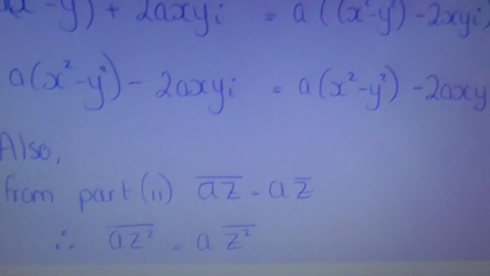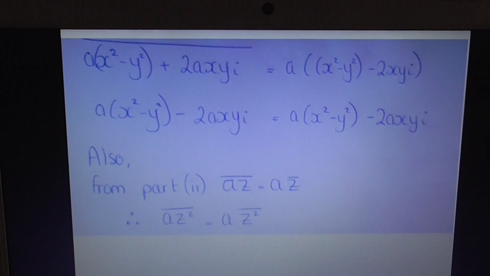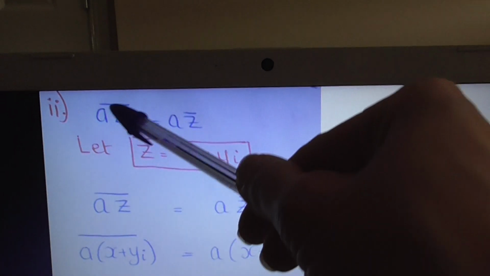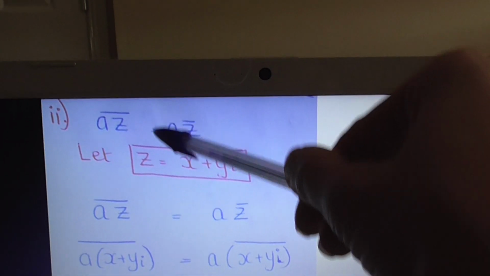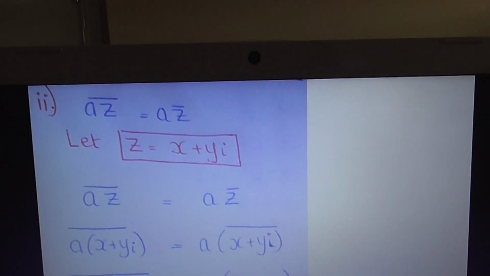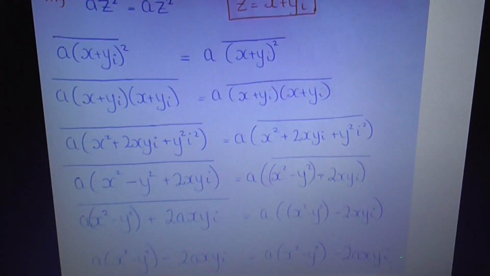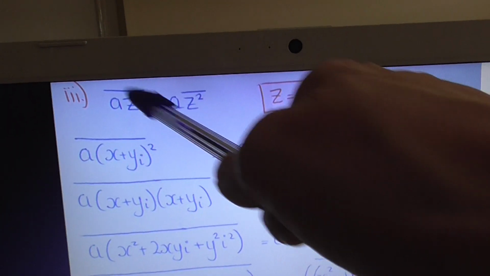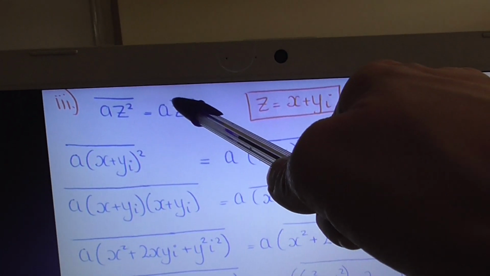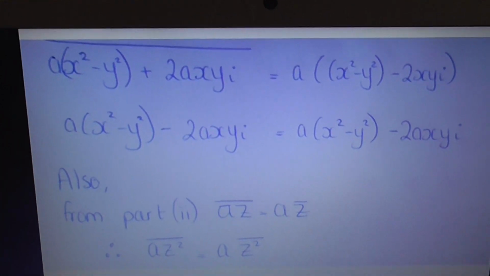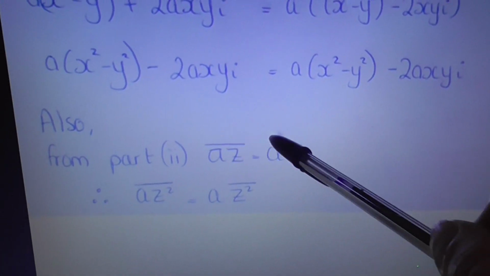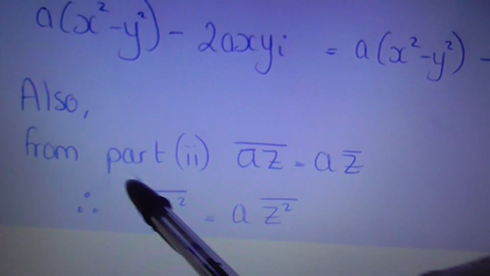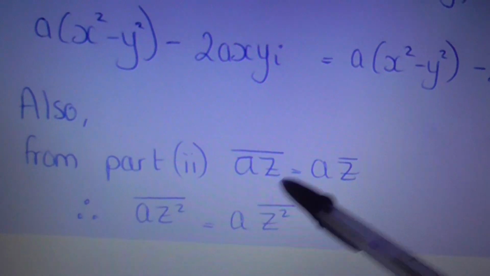Okay, another way you could have looked at part 3 was in part 2, if I go back to part 2 for a second. In part 2, we had already proven that az conjugate is equal to a times z conjugate. So for part 3, when they asked me to prove that az squared conjugate is equal to a times z squared conjugate, I could have used that as well.